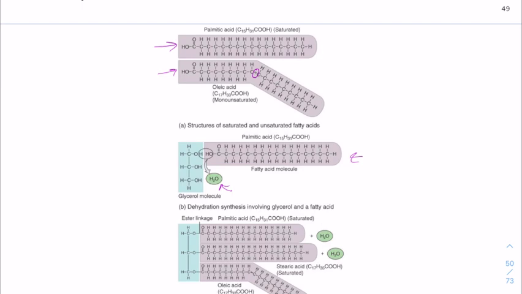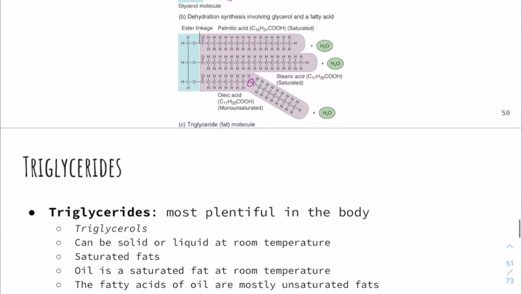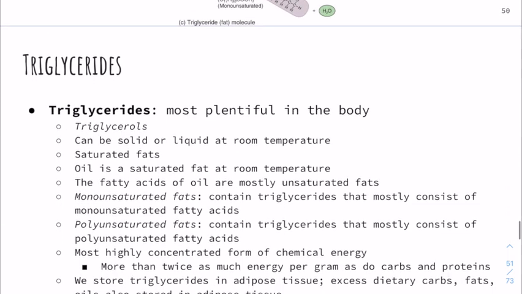Triglycerides are the most plentiful in the body. And a lot of times they're known as triglycerols. They can be solid or liquid at room temperature. Fats are usually saturated fats. Oil is liquid at room temperature. And the fatty acids of oil are mostly unsaturated fats.